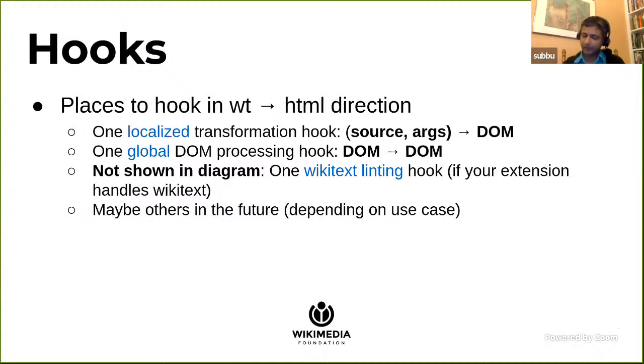As the picture showed, there are very clearly two places where extensions hook into the pipeline. One is a localized transformation hook, where you take the extension source and extension arguments, and return a DOM fragment. The other is a global DOM processing hook, where you get the entire page DOM and you modify the DOM. What's not shown in the diagram is a wikitext linting hook. This is only relevant if your extension handles wikitext and you care to lint the wikitext. Maybe there will be others in the future, depending on the use case. But as of today, there are just these three hooks that extensions have.